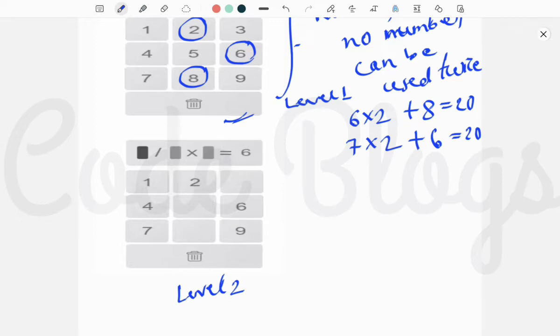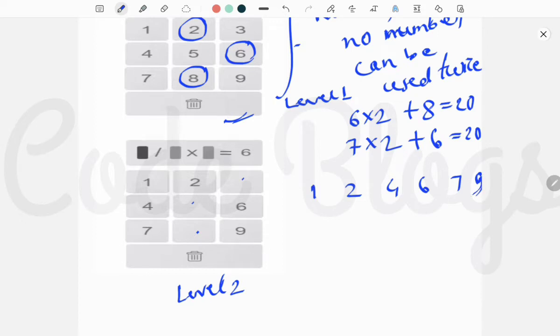previous level. Now comes here, you can see that 3, 5 and 8, these three are missing. Now you have to solve this. Your only available options are 1, 2, 4, 6, 7 and 9. These six numbers are available, so you have to solve this.